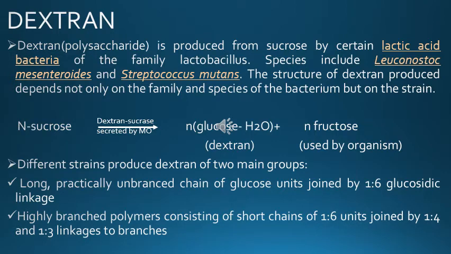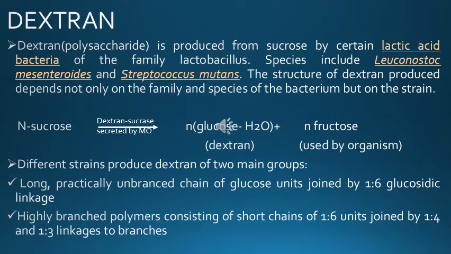First example is dextran. Dextran is a polysaccharide. Now it is obtained by the process similar to fermentation, wherein sucrose is used as a medium, and the organism which is used to convert this sucrose into dextran is the lactic acid bacteria from the family Lactobacillus. The species includes Leuconostoc mesenteroides and Streptococcus mutans. Now, whatever is the dextran obtained, the type and the structure, it depends not only on the family and the species of the bacterium, but the strain of the bacteria used.